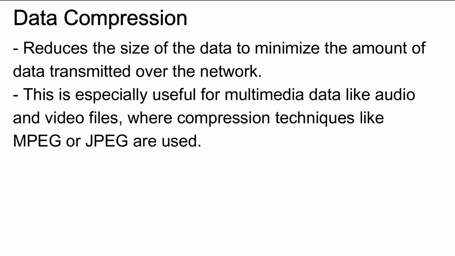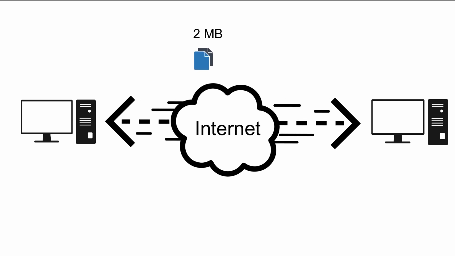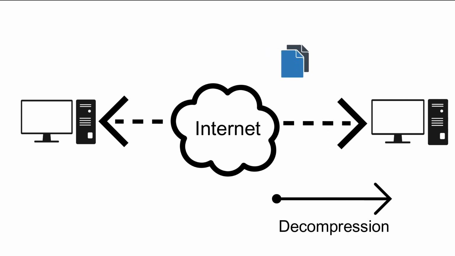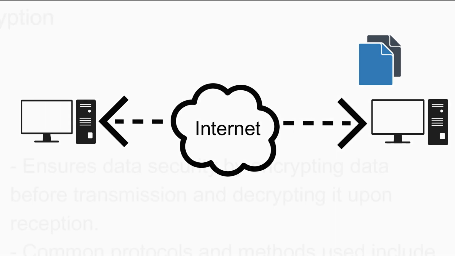And let us assume we have a file of 20 MB that has to be forwarded over the internet. So first of all, the presentation layer reduces the size, then it will decompress it back to its original format, and that is done by the presentation layer in the OSI model.